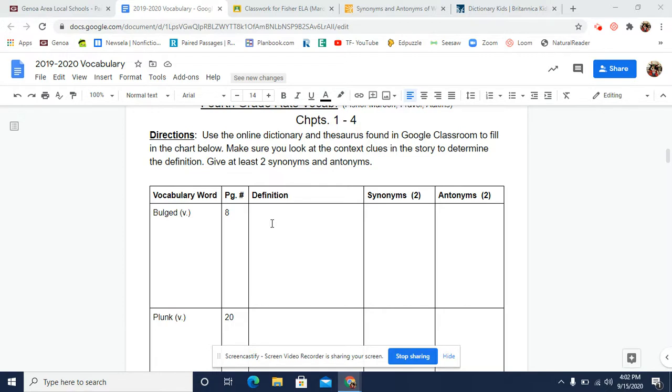Okay. So in this case, it says his cheeks bulged with laugh balls, but he swallowed them. Remember, this was when Joey was laughing at Suds for his lunchbox. Okay, so it bulged, his cheeks bulged. So when we look for the definition, we want to make sure that it fits with that sentence.